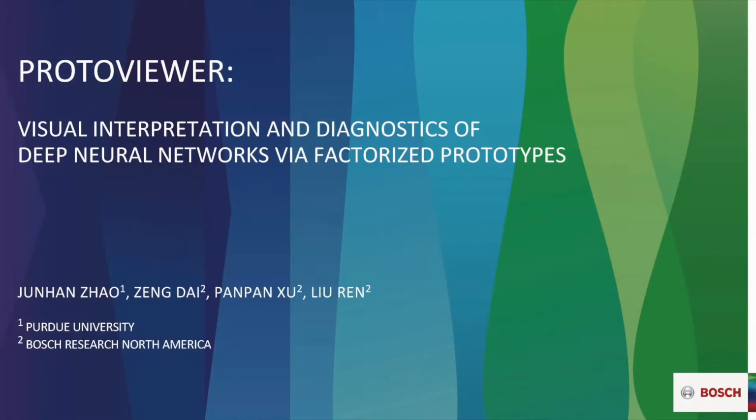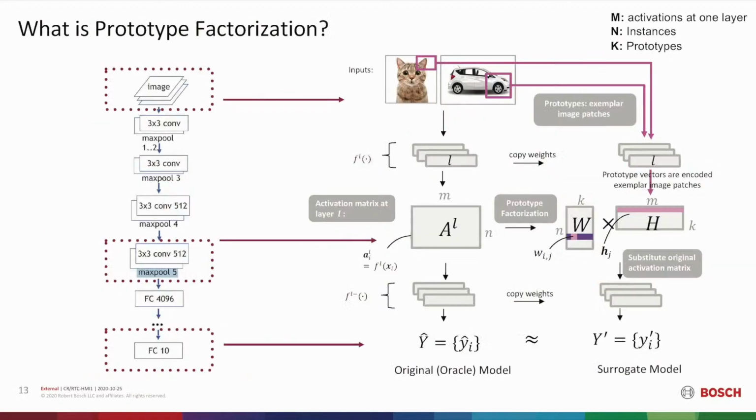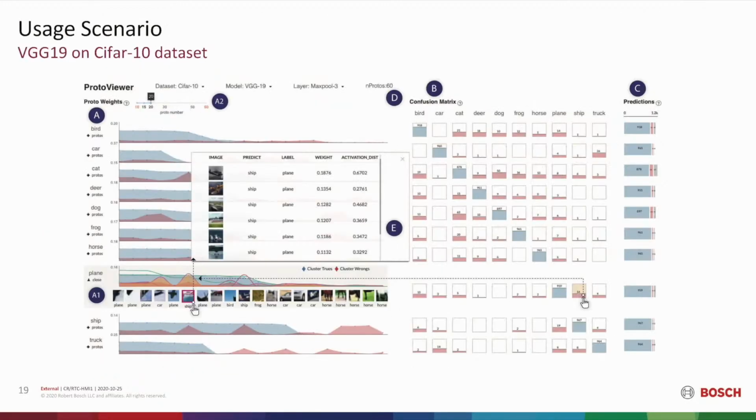Hey everyone, I'm Jian-Guang, a PhD candidate at Purdue University, computer graphics major, and a research intern at Bosch Research North America. Here, we are presenting our recent research, Persevere, using factorized prototypes to visually interpret and diagnose deep neural network. This work is co-authored by research scientists at Bosch, Zhang Dai, Dr. Panpan Xu, and Dr. Liu Ren.